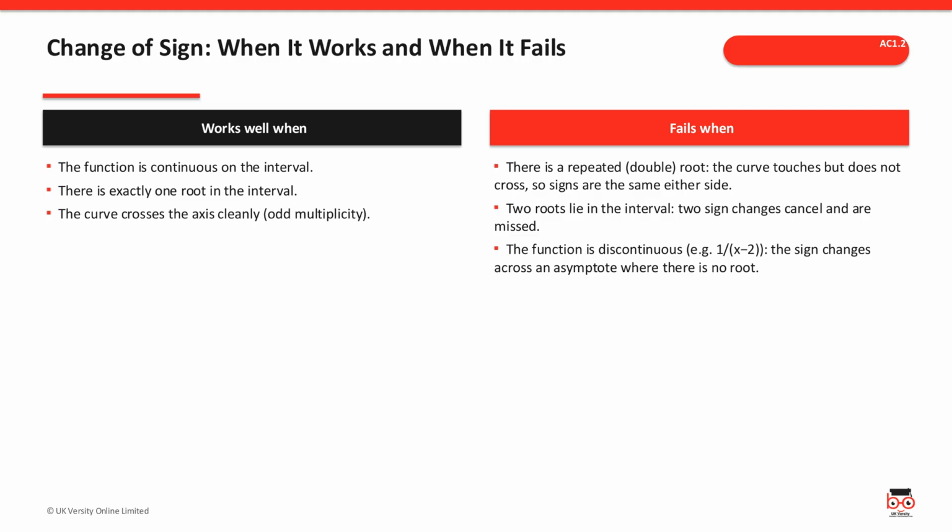Two roots in the same interval can cancel out, their two sign changes quietly hiding each other. And a discontinuity, like 1 over x minus 2, can flip the sign across an asymptote, where there's no root at all. So always sketch the function first.